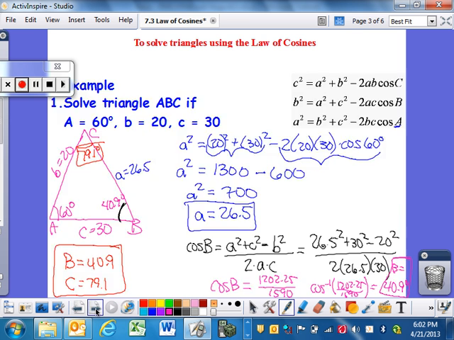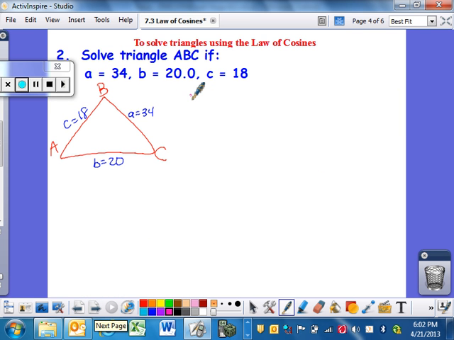So let's put that formula on my paper. So cosine angle C is equal to. Now how does this work again? It's the other two sides squared added together.